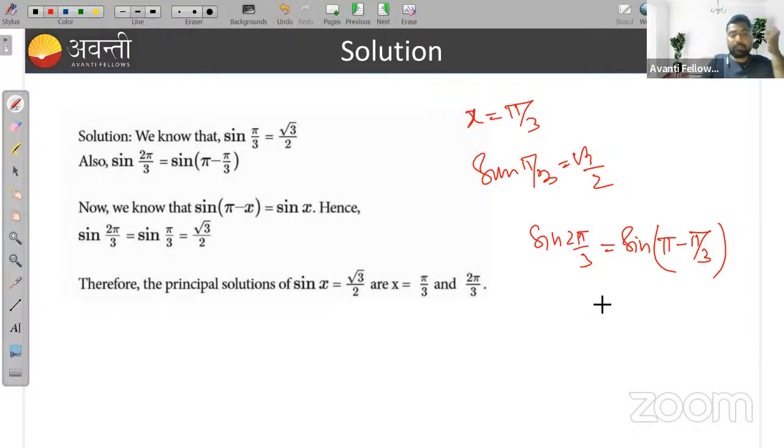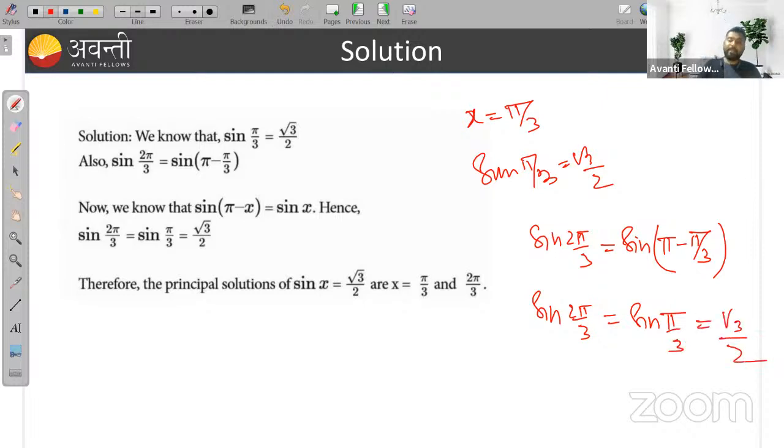And simply we can say here sin of 2 pi by 3 is equal to sin of pi minus pi by 3, which is sin of pi by 3, is equal to root 3 by 2. Sin of 2 pi by 3 gives you root 3 by 2 and also sin of pi by 3 gives you root 3 by 2. And then the principal solutions in the interval 0 to 2 pi: these are two solutions, x is equal to pi by 3 and 2 pi by 3. Sin x gives you root 3 by 2. These two are your principal solutions.